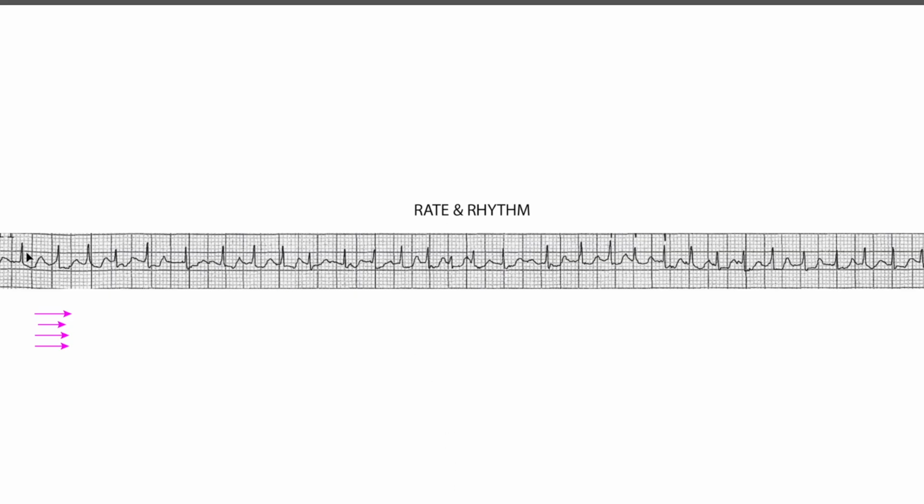So here I already counted out these QRSs, and there's 31 of them. Since this is 10 seconds long, I'd need 6 of these to get a rate per minute. So 31 times 6 will give me 186 beats per minute. So that's being averaged out, right? It's not going to be 186 everywhere. That's the average here that we're looking at.